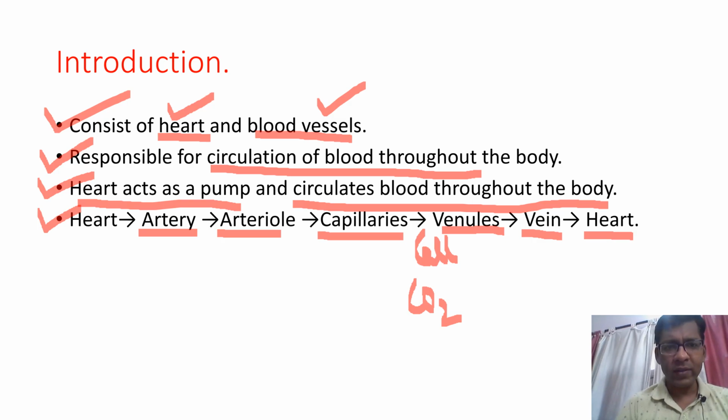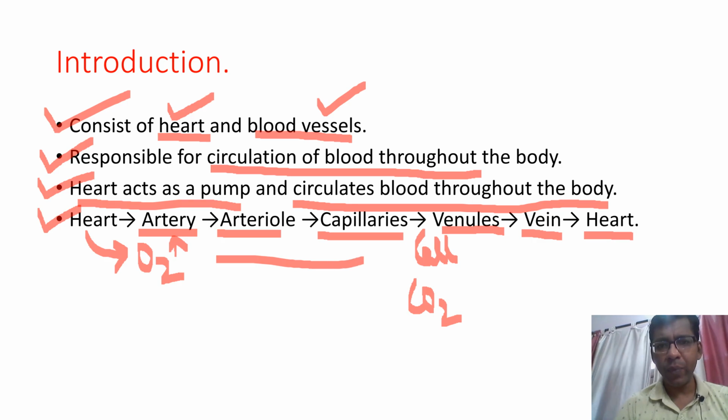So oxygenated blood enters via the artery. This is the artery, and from the heart the oxygenated blood comes up to the cell via this pathway, and from every cell of the body carbon dioxide is produced, and it comes back again to the heart via this system.